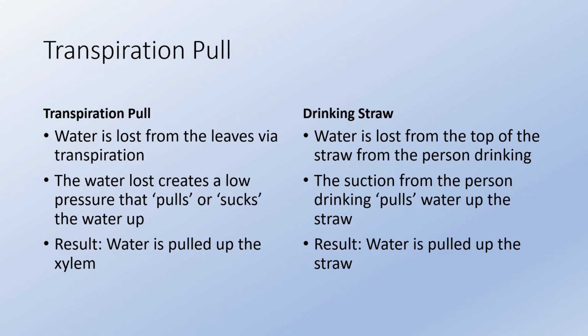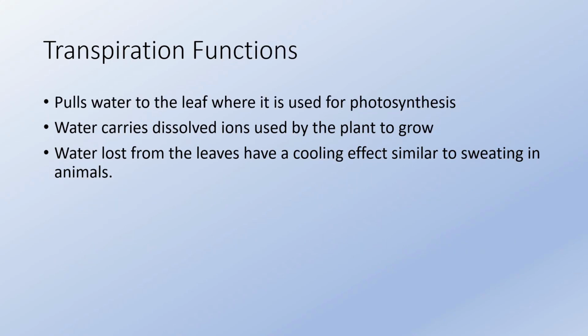Transpiration pull is the main driving force in getting water to the top of tall plants and trees. Without it, these plants would die if they became too tall. Transpiration functions to give the leaf water for photosynthesis. Since it also carries dissolved ions from the soil, the plant can use these ions for growth and development.